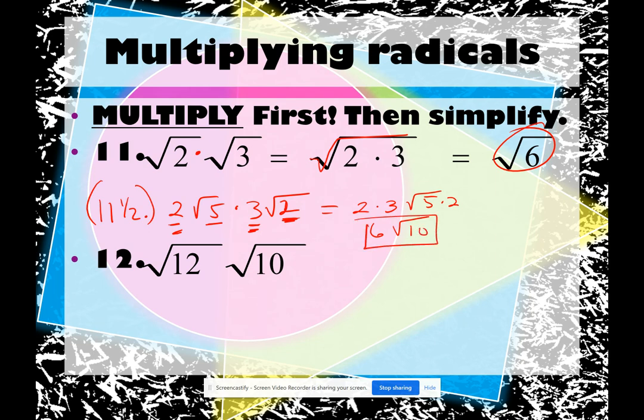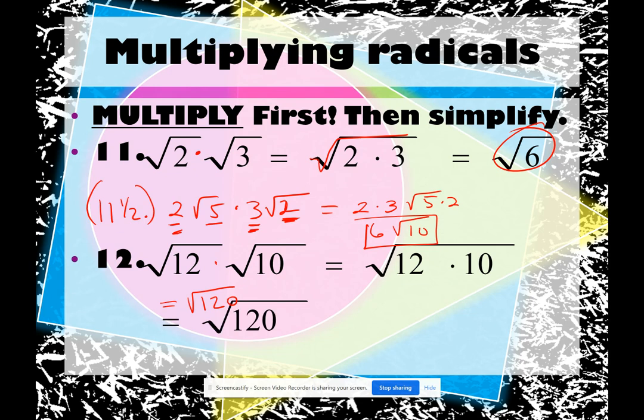And so just remember, numbers on the outside you can multiply with each other, and numbers on the inside you can multiply with each other. So it's pretty easy. On the next one, you're probably getting ahead of me and saying, oh, that's easy. That's the square root of 120. I just multiply them together. And you're right, it is the square root of 120.